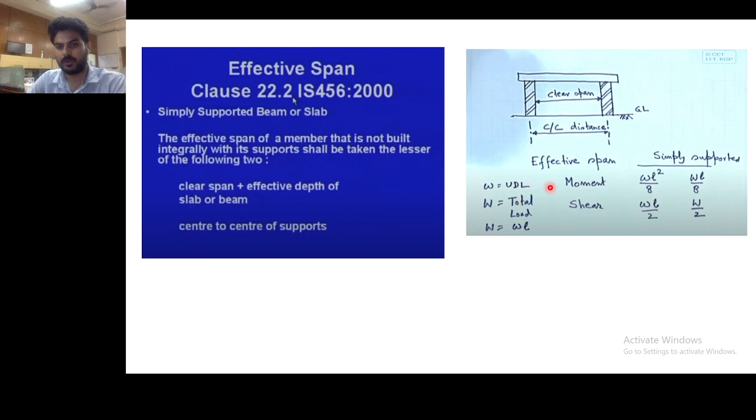Everyone knows a little brush up on the UDL. Small w is called the UDL, and the moment of the simply supported beam can be calculated as wL square by 8, and the shear force as wL by 2. And if we consider the total load W, capital W, whose value is small w into L, then we can rewrite the bending moment as WL by 8 and the shear force as W by 2.